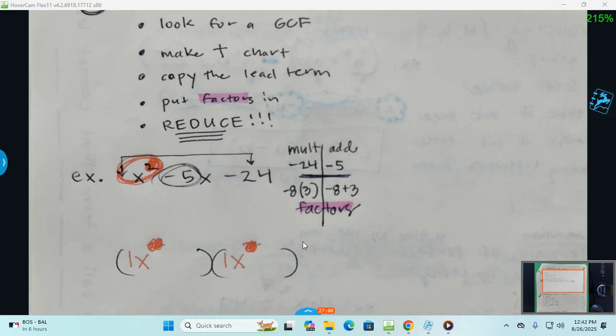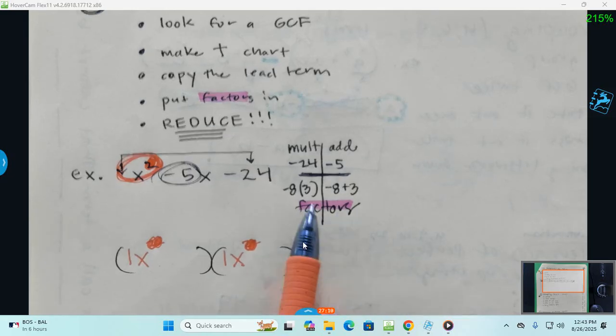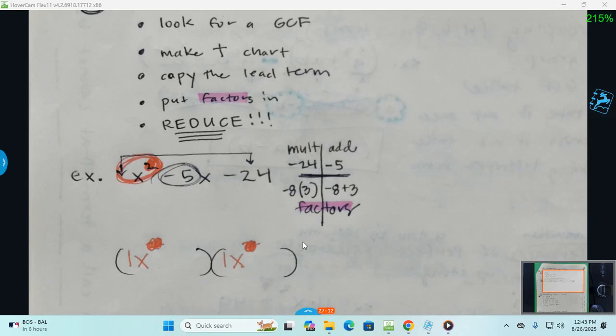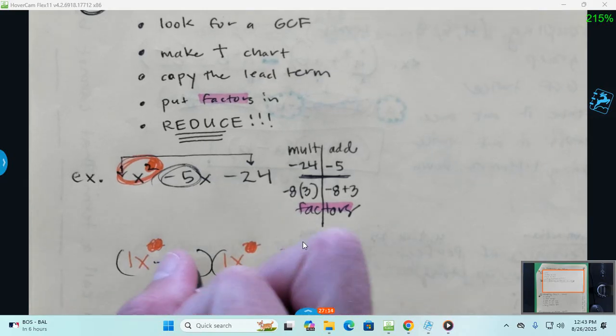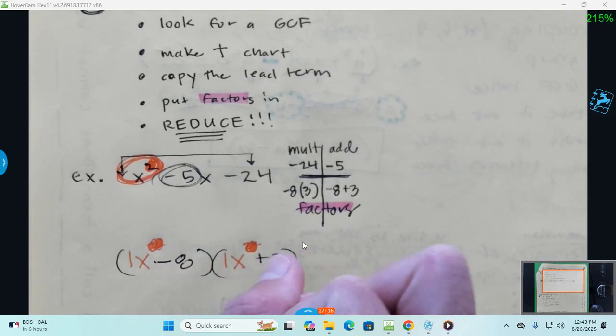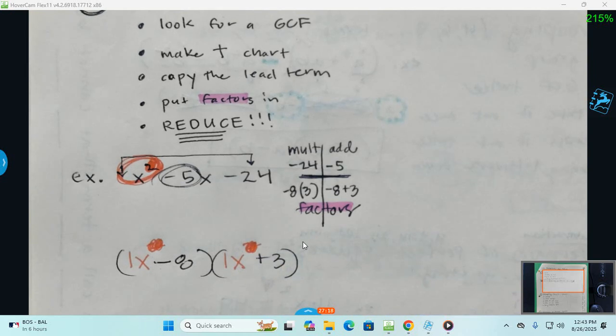And then you put your factors in. We just found our factors over here in pink. So one of them is going to get a subtract 8. One of them is going to get a plus 3. The order doesn't matter. You can put plus 3 first and subtract 8 second. That's because multiplication is commutative, if you wanted to know why.